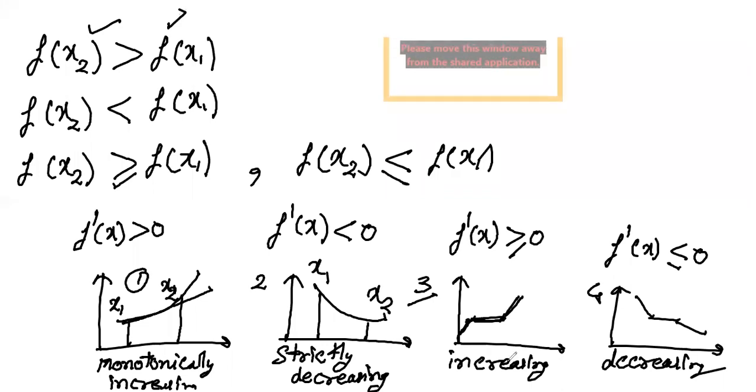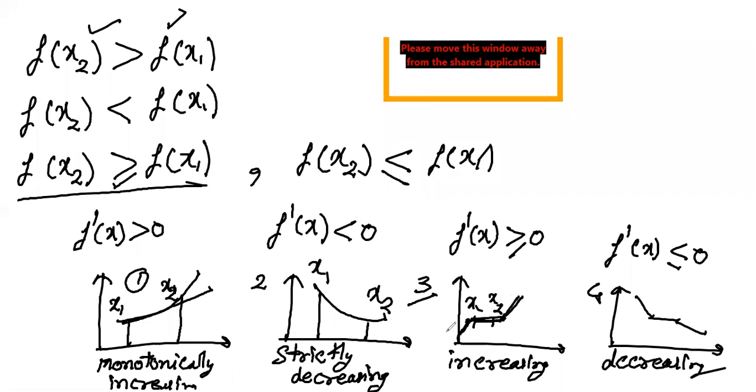But in an increasing function, it must be more, and it could be equal also. Because if x1 is here and x2 is here, then f of x2 is equal to f of x1. This is also clear, I guess.